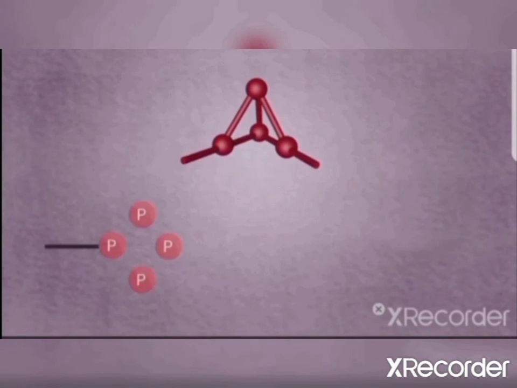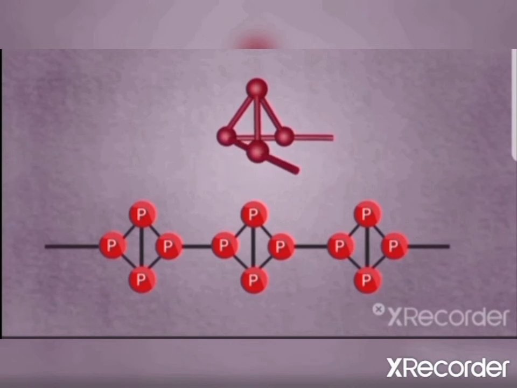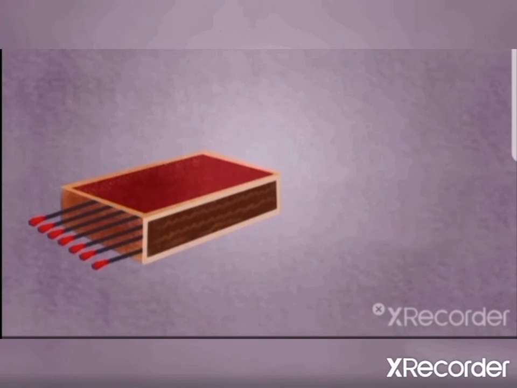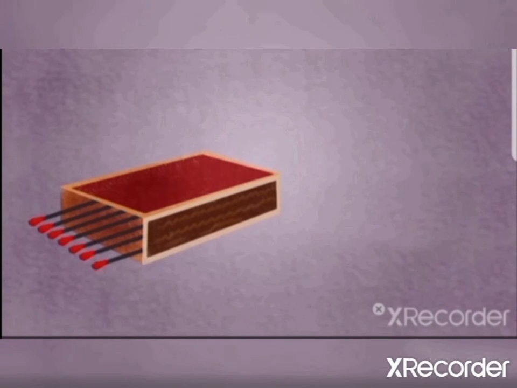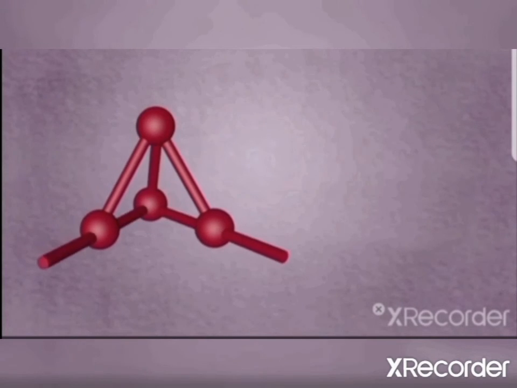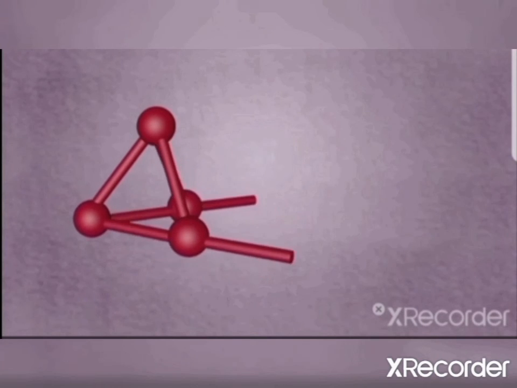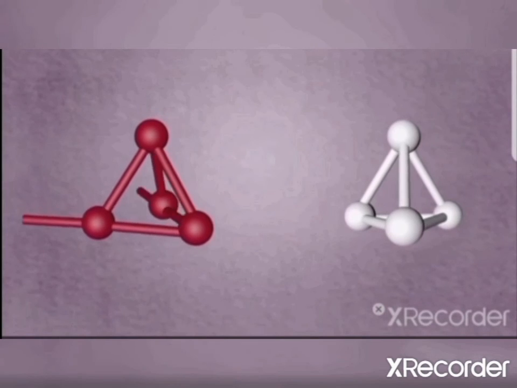In red phosphorus, P4 molecules are bonded to one another in long chains. Matches made up of red phosphorus are known as safety matches because they can be ignited only by rubbing them against the matchbox. Before the introduction of red phosphorus, matches were made up of white phosphorus, another allotropic form of the element, which is white in color.